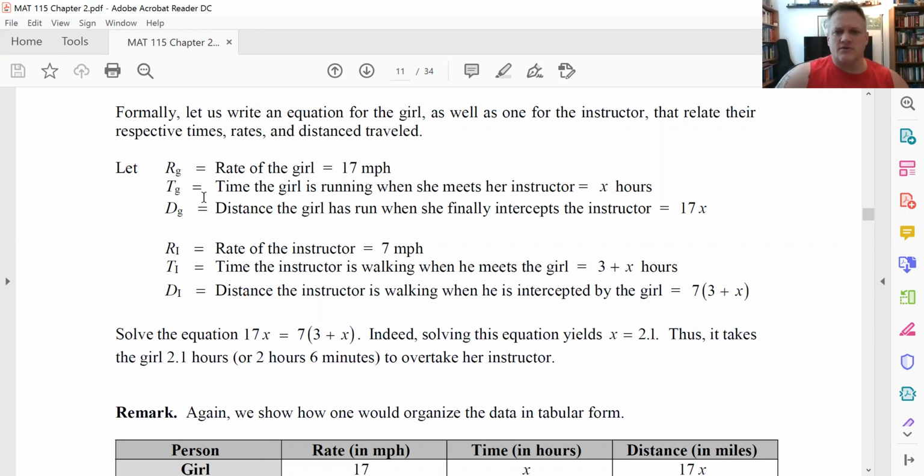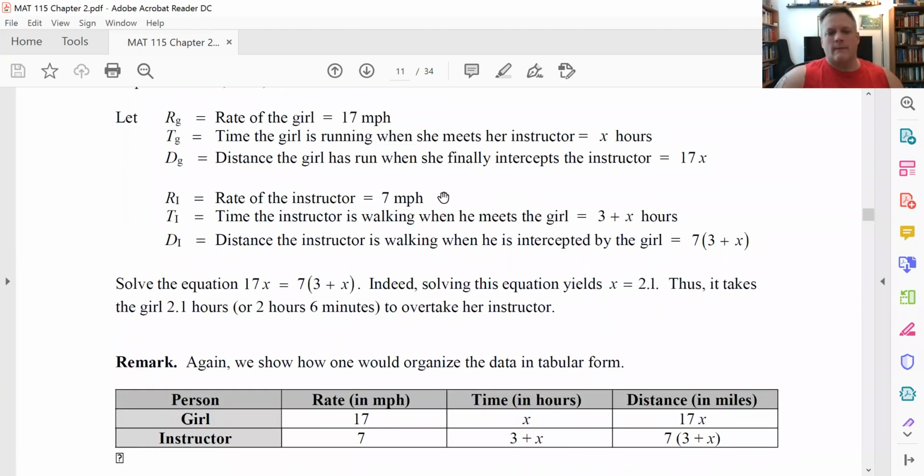The time the girl is running when she meets up with the instructor is X. So how far has she run? Well, distance equals rate times time, so you get 17 times X. She's run 17X miles at that point. Similarly, the rate of the instructor is 7 miles an hour, and the time the instructor has been walking when the girl meets him or her is X plus 3, or 3 plus X hours. So the distance traveled is 7 times 3 plus X.